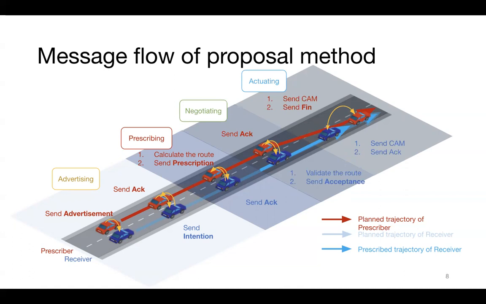They send CAM periodically. So if they cannot receive the CAM of the other vehicle in a certain time, they decide it is a communication error and finish the scenario that way. Finally, at the end of the prescribed trajectory, the prescriber sends the fin message and the scenario is done.